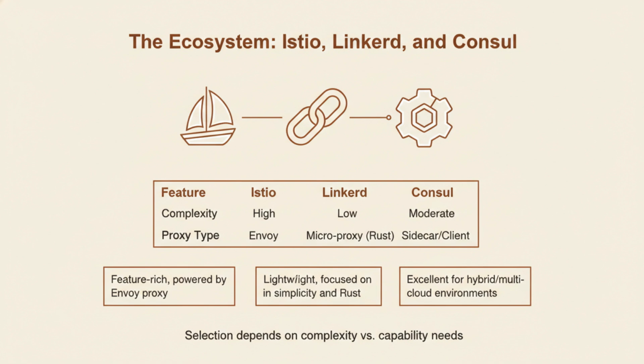The service mesh landscape has matured significantly. Istio is perhaps the most well-known, offering a massive feature set, but often criticized for its complexity. It's built on the Envoy proxy and is heavily used in large enterprise environments. Linkerd, on the other hand, prides itself on simplicity and performance, utilizing a custom-built proxy written in Rust to minimize resource overhead. Then we have HashiCorp Consul, which evolved from a service discovery tool into a full-featured service mesh, making it a great choice for hybrid environments that mix Kubernetes with legacy virtual machines. Choosing the right mesh depends on your scale, your team's expertise, and your specific technical requirements.